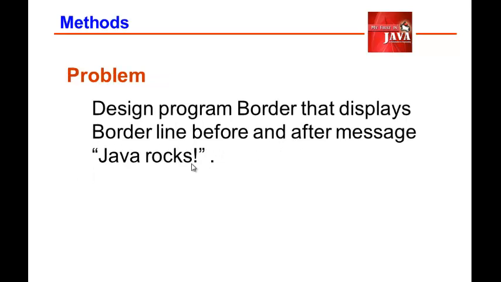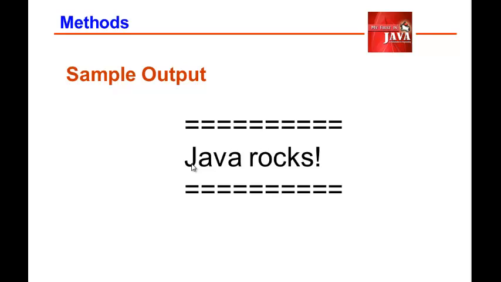Let us say we design a program called border that prints a border line before and after the message Java rocks. So our example would be like this. As you can see, the border is printed twice. Does it mean we need to code the printing of the border twice? Will that make our program efficient or longer? With the method approach, you need to code it once and just call the method again if you need to print another set of borders.